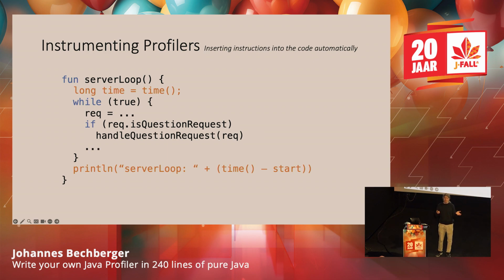The problem is you don't want to do this manually. So the idea with instrumenting profiles is you log the entry and the exit of every method, or of every method that you're interested in, and then print it out and then post-process it to get flame graphs or so. This is quite cool because you see every invocation of every method that you're interested in.